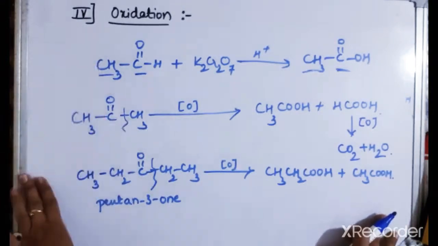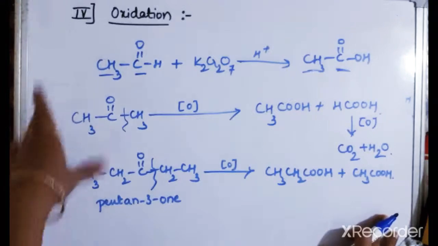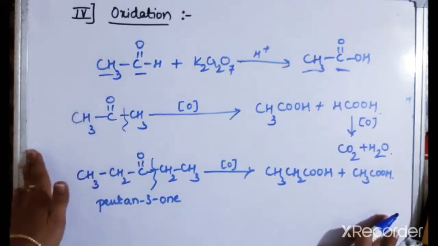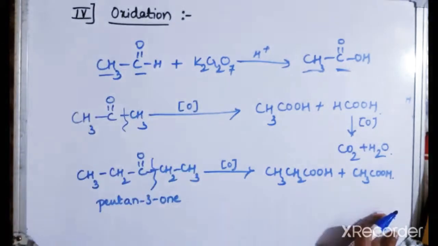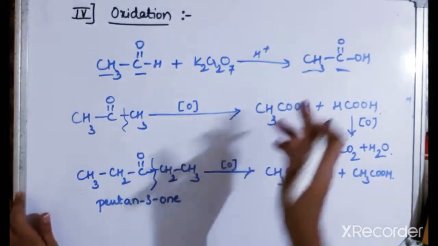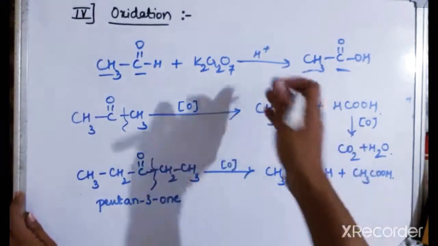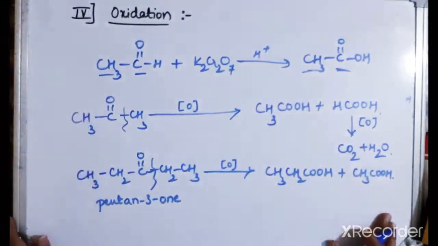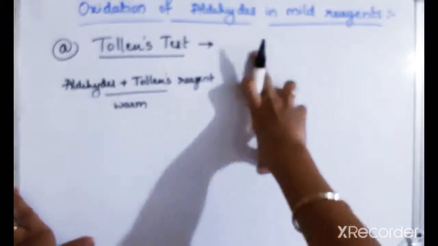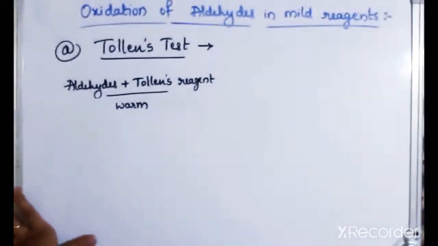So, understood this one? This is the oxidation of aldehydes and ketones. Here we can use oxidizing agents like acidified potassium dichromate, alkaline KMnO4 and concentrated nitric acid. And even aldehydes undergo oxidation in mild oxidizing agents like Tollens reagent and Phenylhydrazine solution. That we'll discuss now. Now let us see the oxidation of aldehydes in mild reagents.